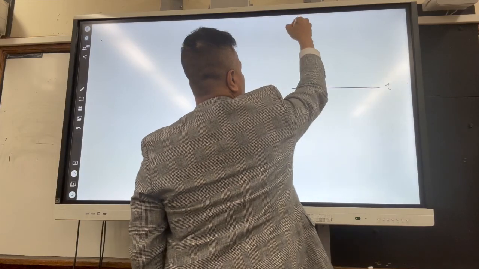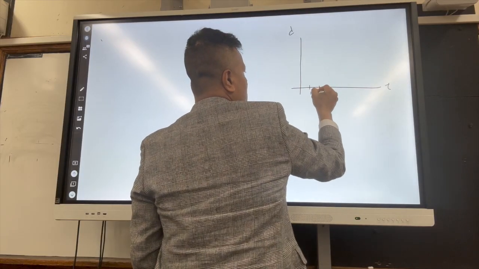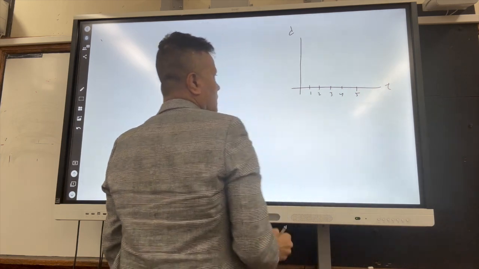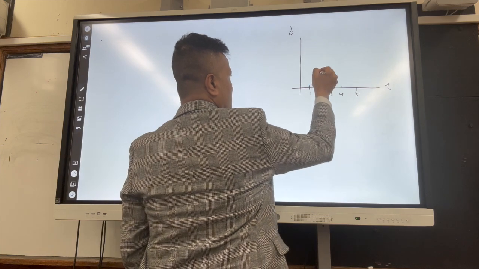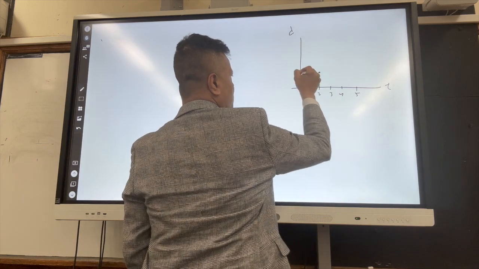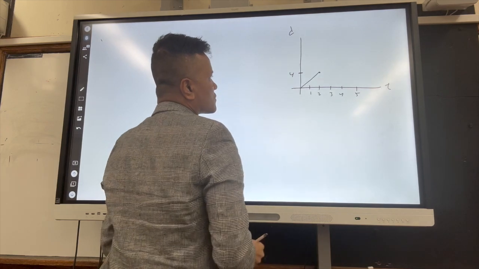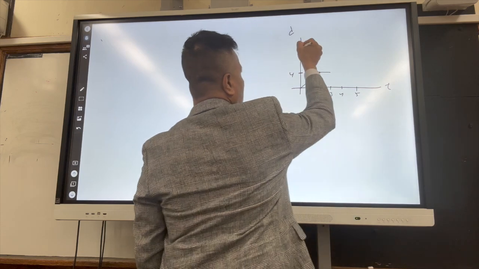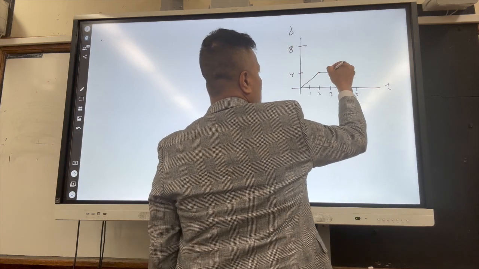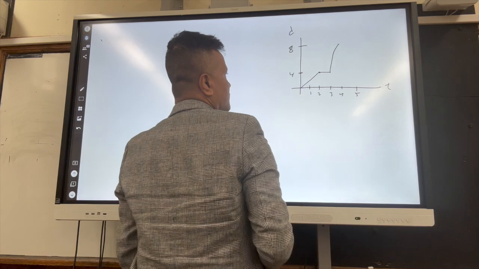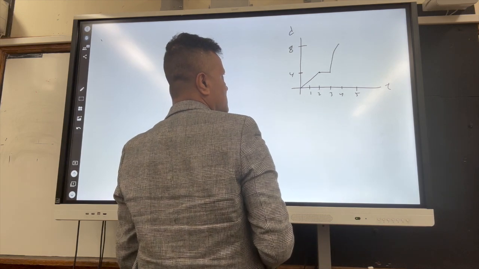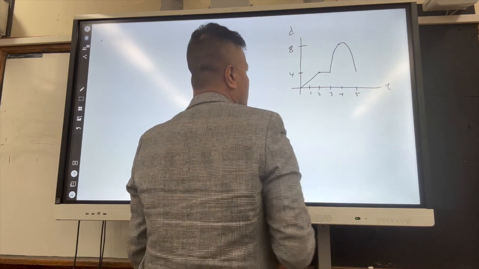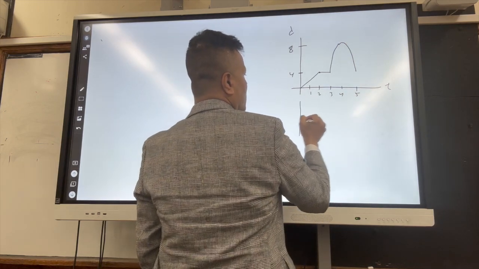I give you a DT graph. The object moves over 1, 2, 3, 4, 5 seconds. From 0 to 2 seconds the object moves 4 meters. From 2 to 3 the object is at rest. From 3 to 4 the object moves an additional 4 meters with acceleration. From 4 to 5 the object moves a distance of 4 meters with deceleration. Okay, so that's it. Now you're going to do the VT graph.